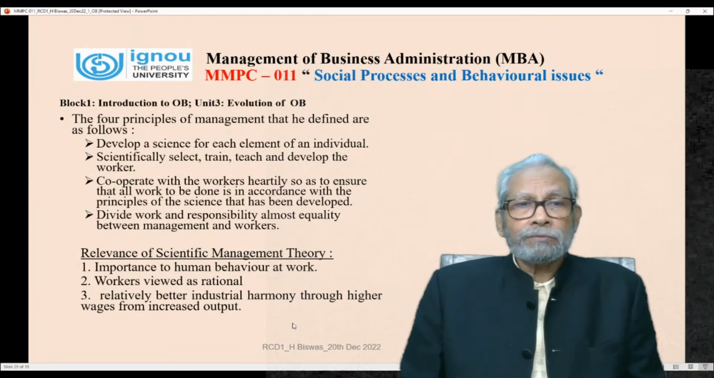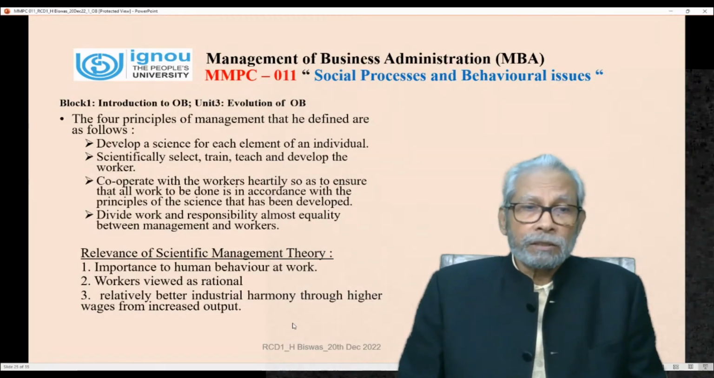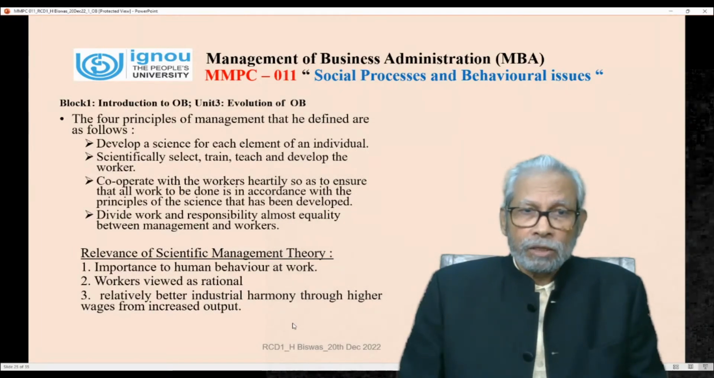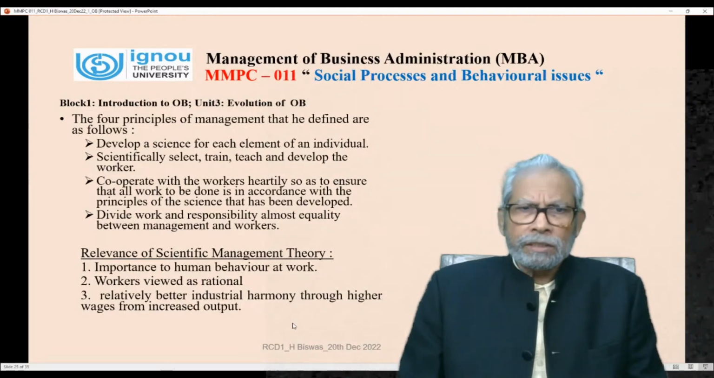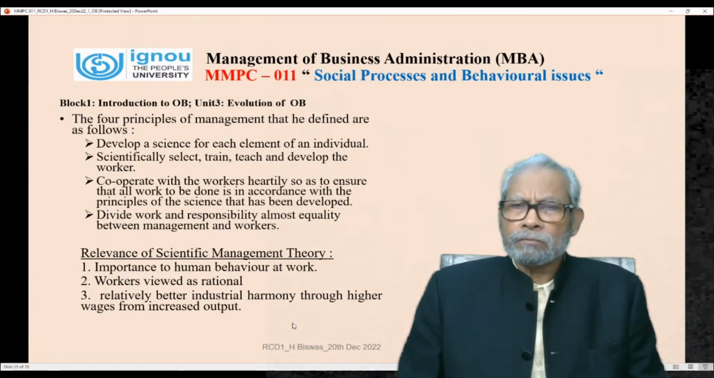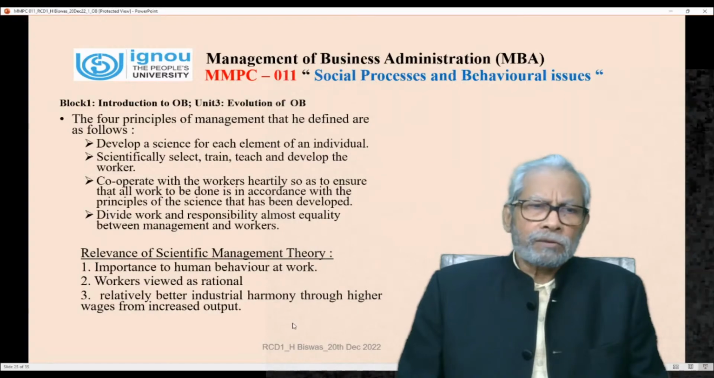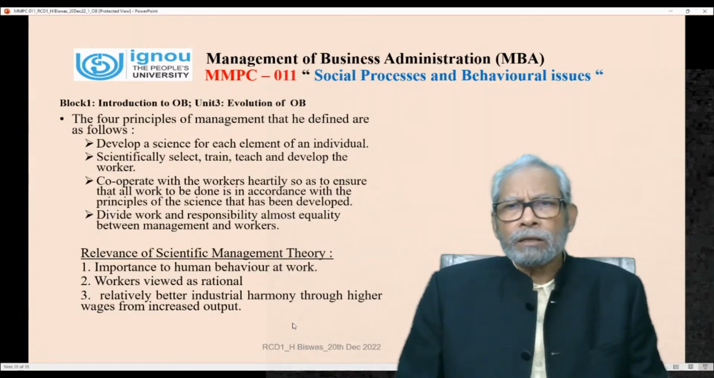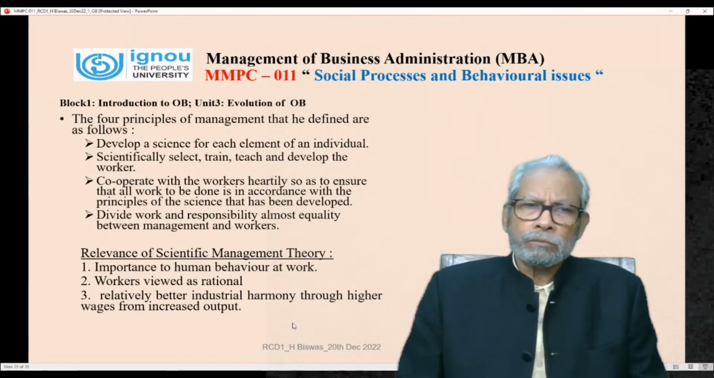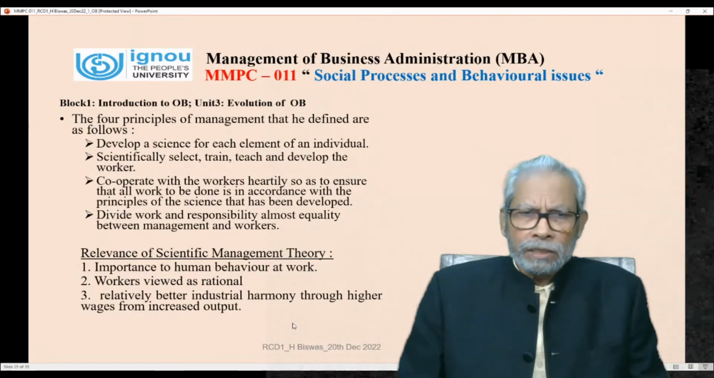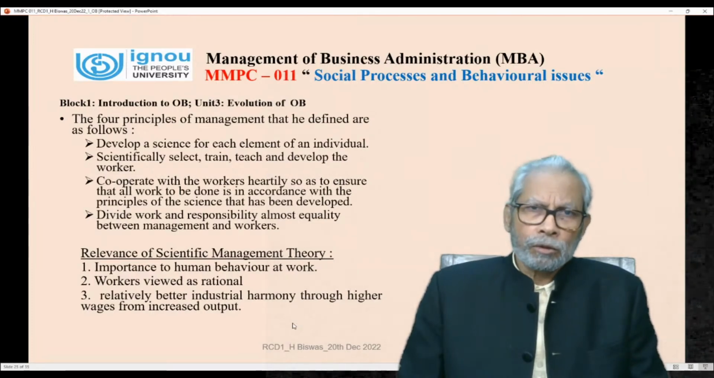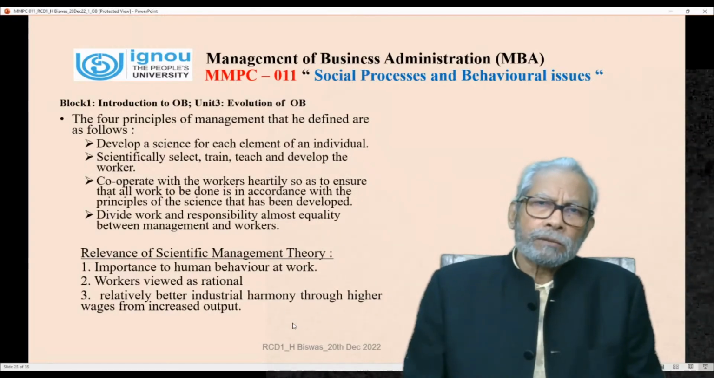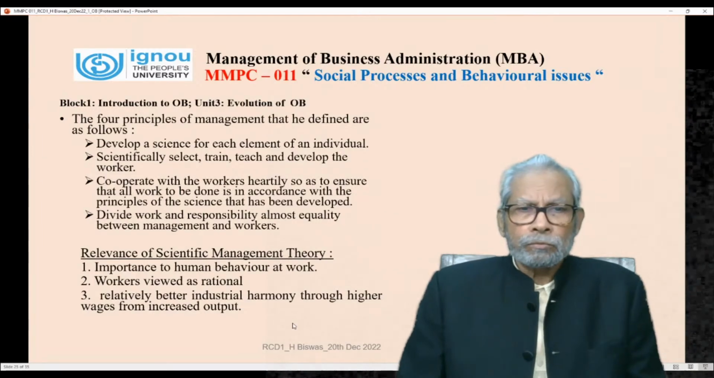So, the relevance of scientific management theories. What is the relevance? It is the importance given to human behavior at work, because we are giving importance. Workers are viewed as rational; there should not be injustice. What about their complaints? They should be redressed. Their problems have to be sorted out. So they are viewed in this way, not with bias, in a rational way. Whatever compensation and things are required have to be given, because then only they can be productive and produce more things.